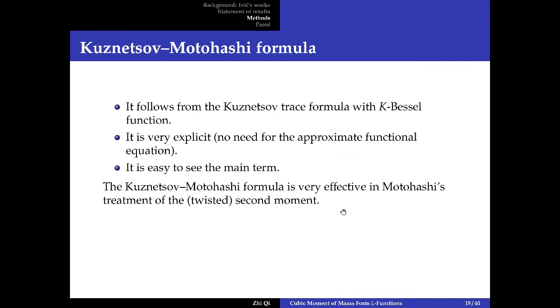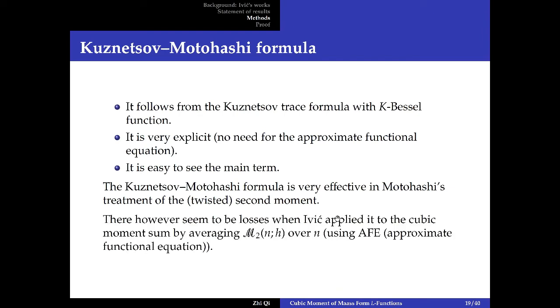So Motohashi used it to treat the twisted second moment in one of his papers, and also in his book. However, if you want to consider the cubic moment, if you raise the degree by 1, then you need to average over n using an approximate functional equation. All right. However, Ivić's approach using this Kuznetsov-Motohashi formula, he has some losses.